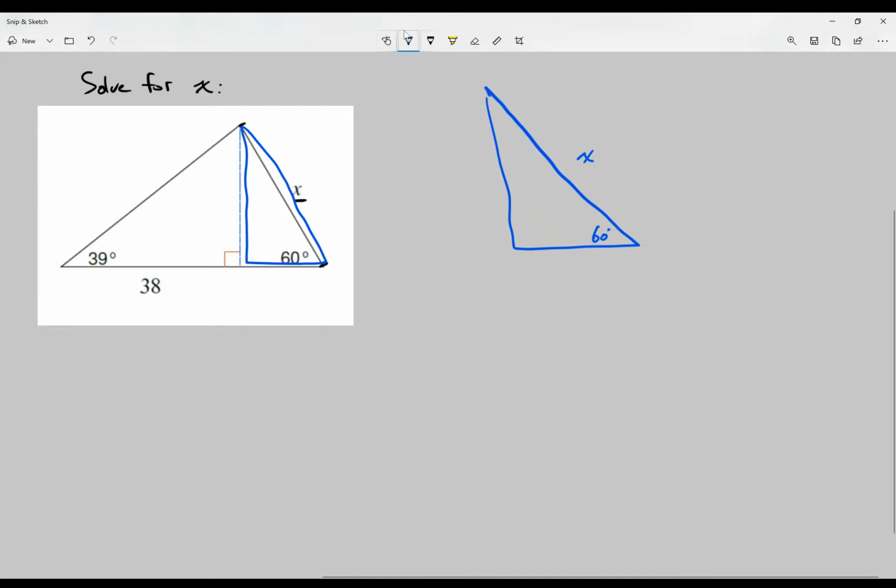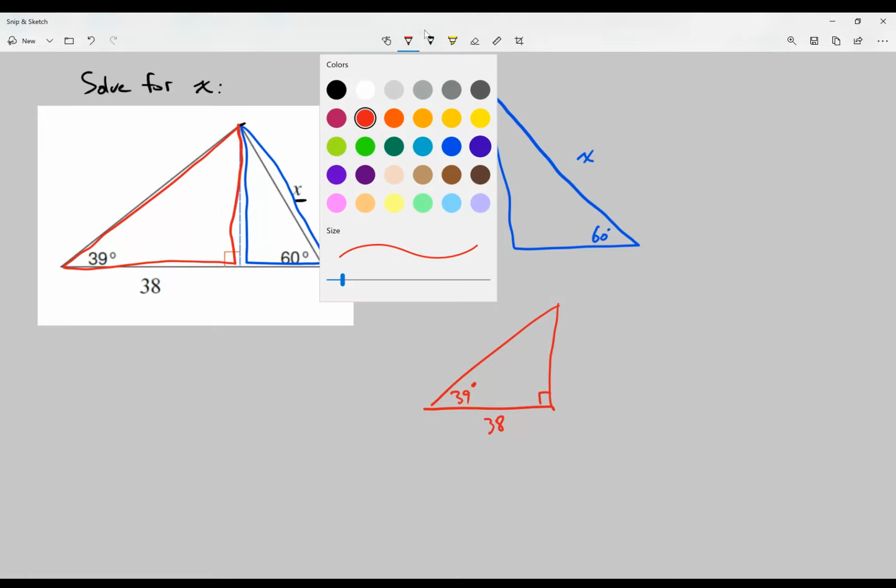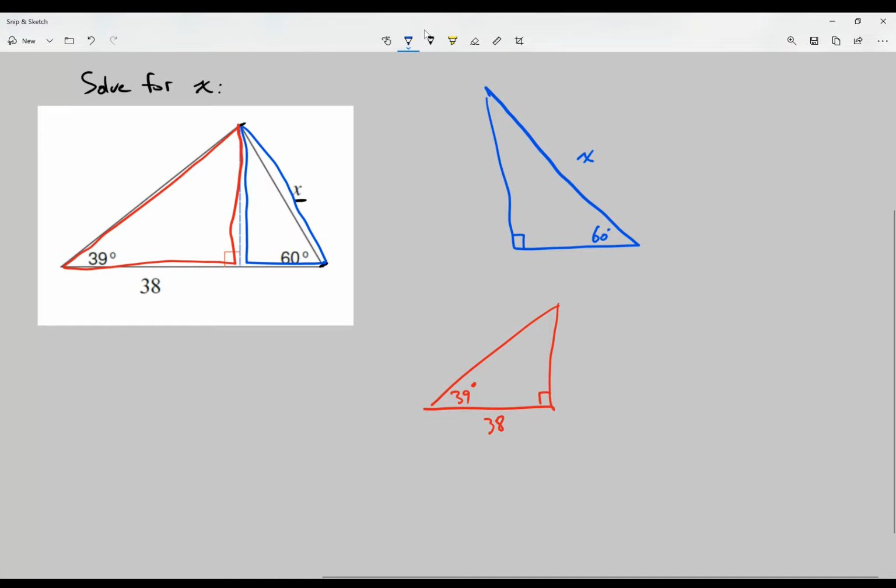I've got another triangle. Let's do it in a different color. This one right here, like that. So let's draw that one out. Kind of looks like this here, where I've got my right angle here. This is 39 degrees, and this is 38. That side length is 38. I forgot in my first triangle, this is 90 degrees too.